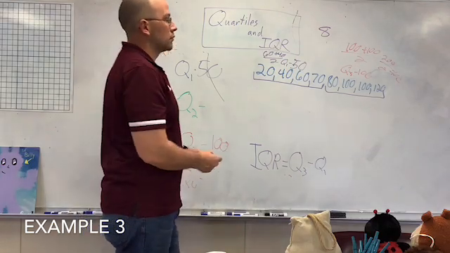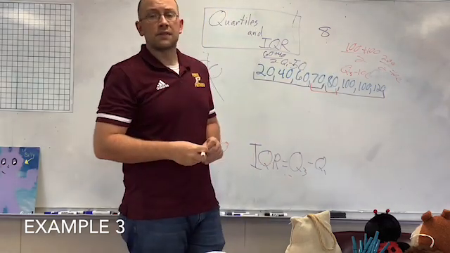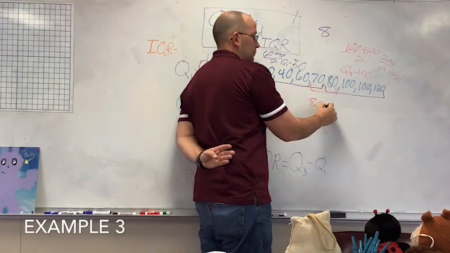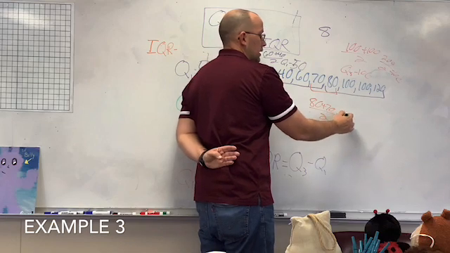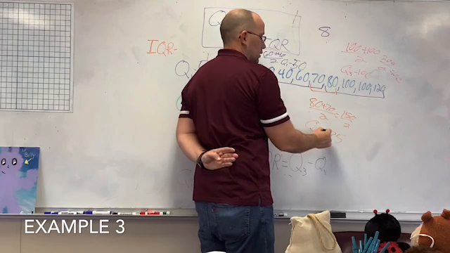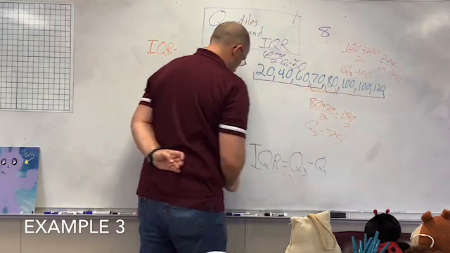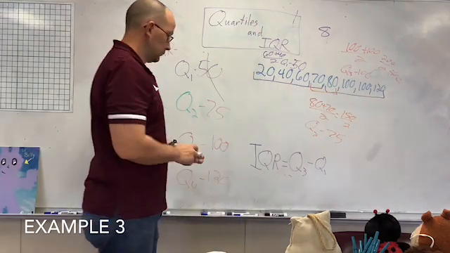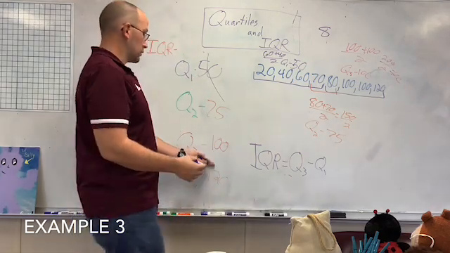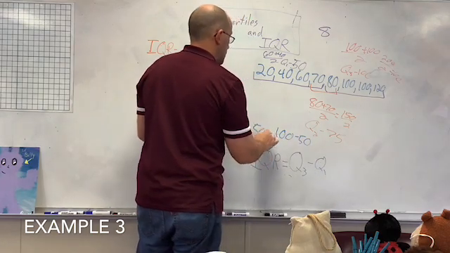And our Q2, since we have an even number, 8, we have to find the median. So we take our 2 in the very middle. 80 plus 70 divided by 2. 150 over 2 gives us 75. Q2. Then our fourth quartile is just the largest number. And now we have to find the IQR, or the interquartile range. And that is 100 minus 50, which is just 50.